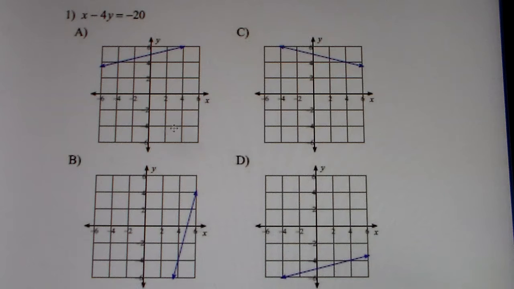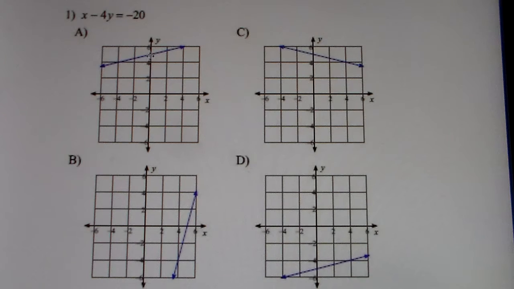So that's kind of tough to do when you have a 6 by 6 graph here on the picture. So we have to look at the y here. We put in 0 for x. We have negative 4 times y equals negative 20. We could divide both sides by negative 4. So negative 20 divided by negative 4 gets you positive 5. So we know our y-intercept is at 5, and our x-intercept is at negative 20.